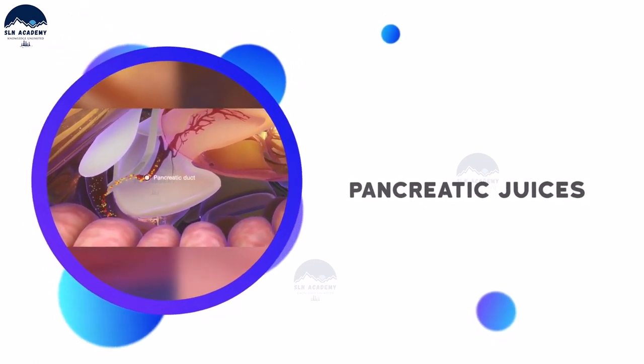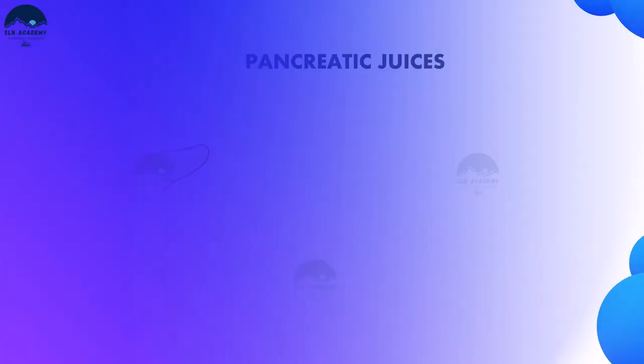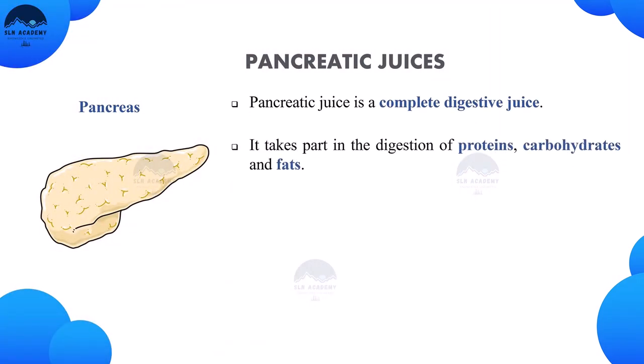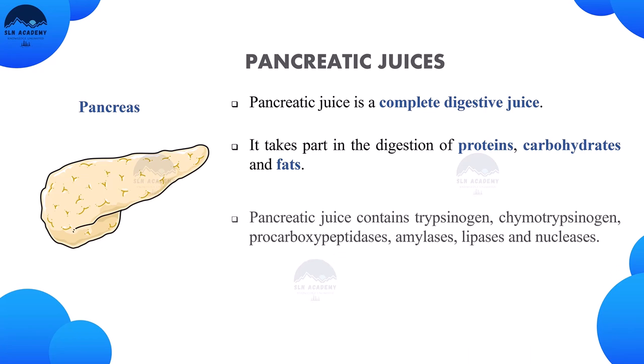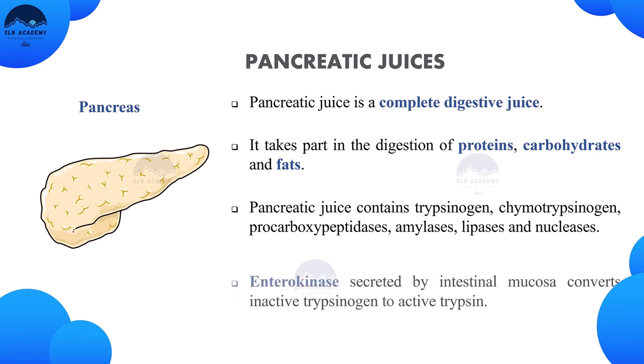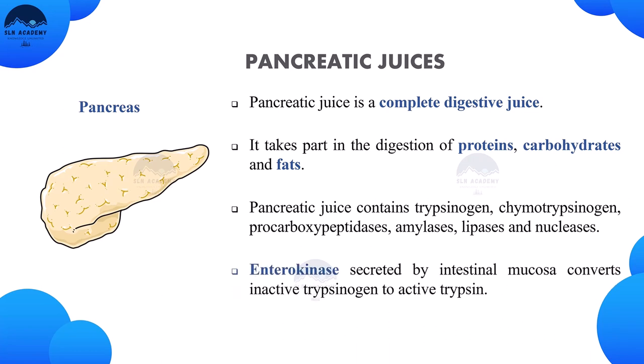Pancreatic juice. Pancreatic juice is a complete digestive juice. It takes part in the digestion of proteins, carbohydrates, and fats. Pancreatic juice contains trypsinogen, chymotrypsinogen, procarboxypeptidases, amylases, lipases, and nucleases. Enterokinase secreted by intestinal mucosa converts inactive trypsinogen to active trypsin.